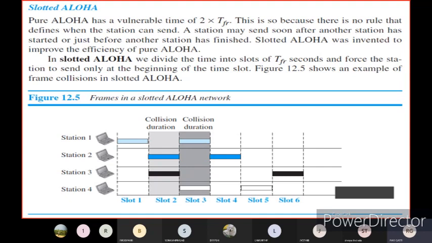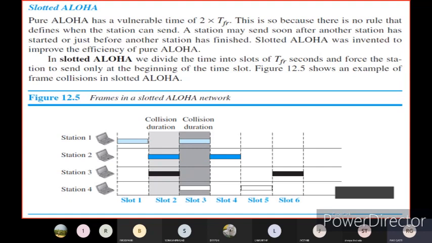But in the case of slot 2, you can see that station 2 and station 3 are both transmitting the data. Therefore there is a possibility of collision between station 2 and station 3 in slot 2. In slot 3, station 1 is transmitting the data and station 4 is also transmitting the data. Therefore there is a possibility of collision in slot 3.